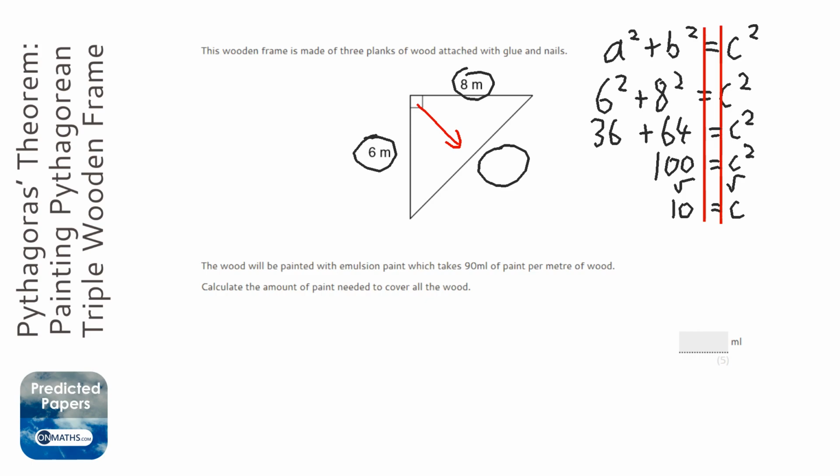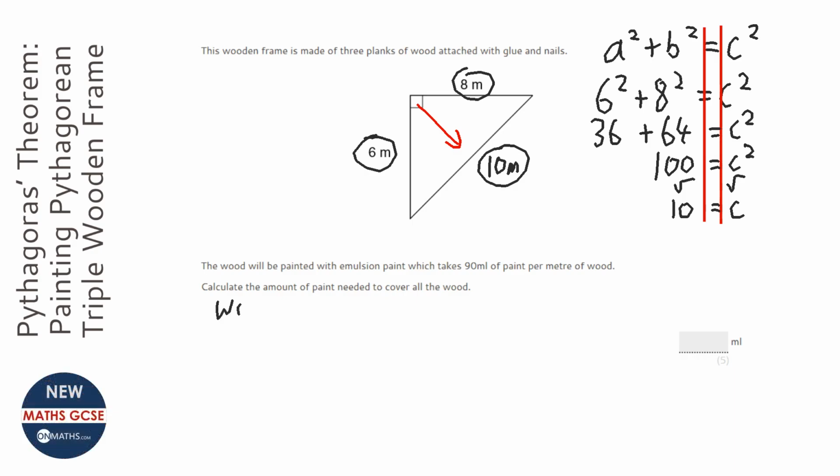Now, when you square root you get a negative as well, but since it's a length it can't be negative, so it's just going to be 10. So c is 10, so we know that that's going to be 10 metres. And it says it takes 90 millilitres of paint per metre of wood to cover it. So what we're going to have to do is work out how much wood we have.